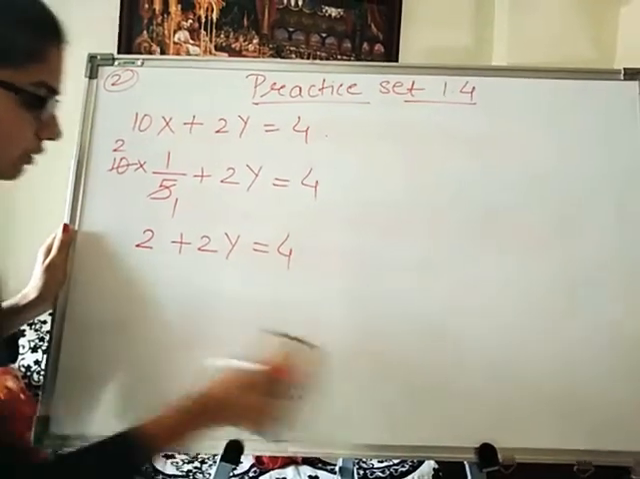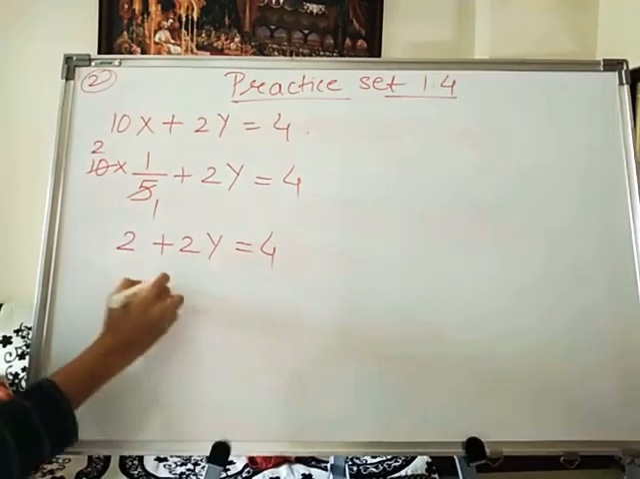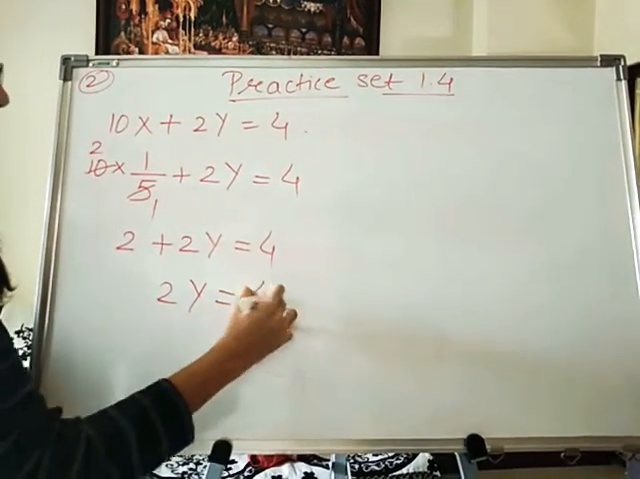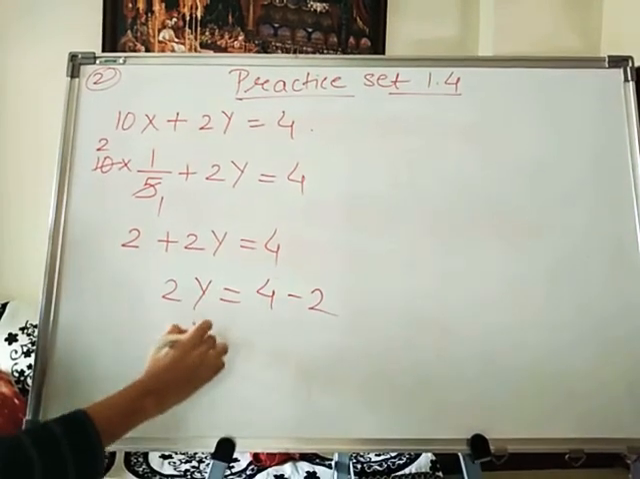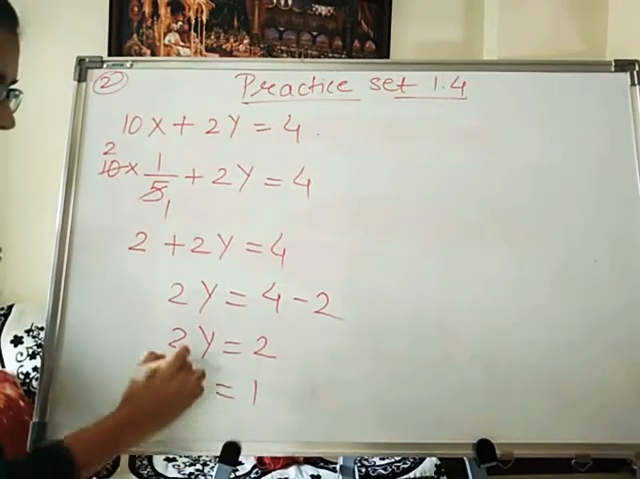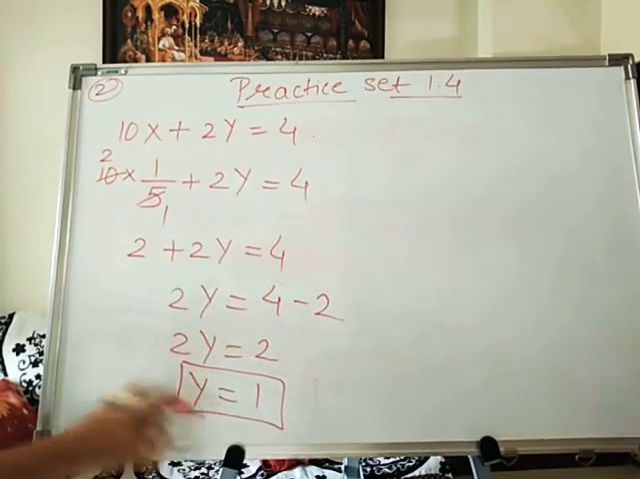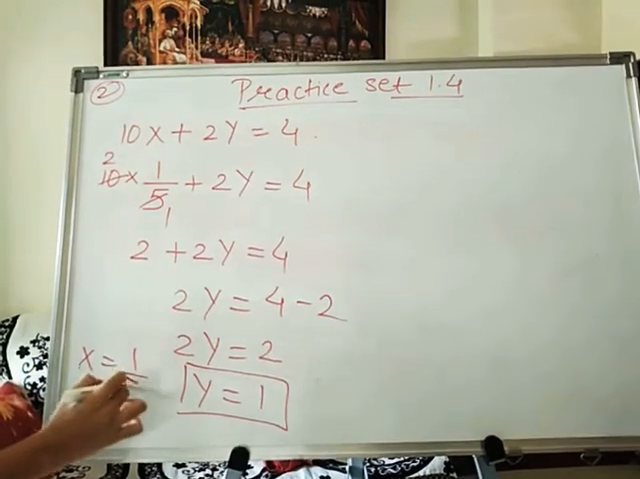I am rubbing the value of x. Now numbers on one side. So 2 goes there. What will be the equation now? 4 minus 2, 2y is equal to 2. Y is equal to 2 divided by 2, it is 1. This is the value of your capital Y. Capital Y is 1 and x is 1 upon 5.